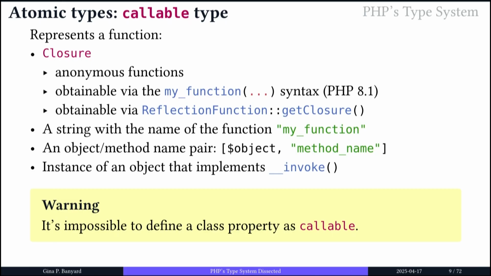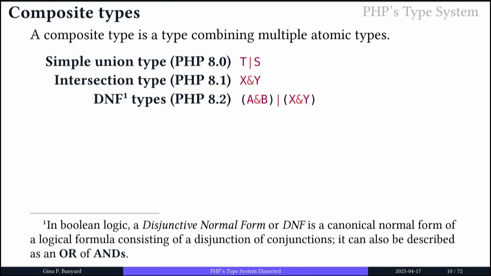So composite types. Composite types are a way of combining multiple atomic types together. I think a lot of people will know about union types, which are available since 8.0, and since 7.1, we have nullable types with the question mark in front of it. Intersection types since 8.1, which is I want a value which implements the interface X and Y. And then we have DNF types, which are disjunctive normal form, which is just a fancy way of saying I have a bunch of intersections within unions.